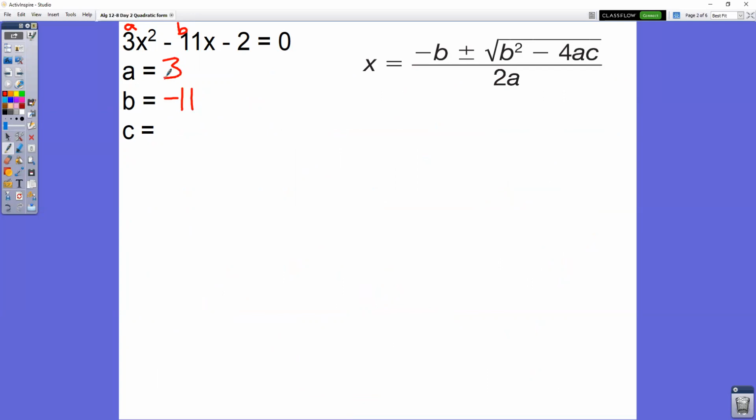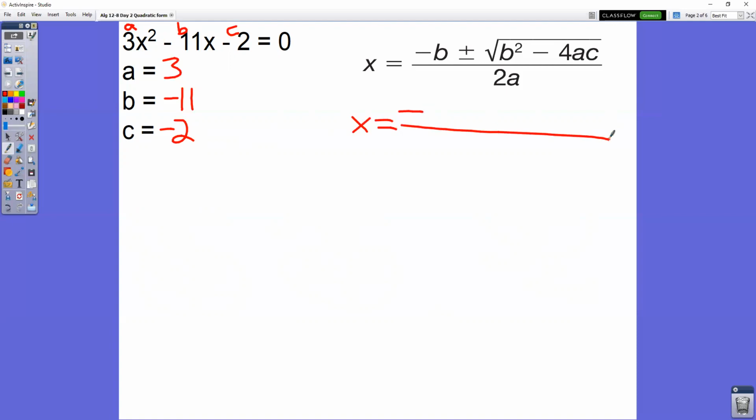And then the same thing with the C term. You have to look at the symbol that's in front of the plain number. That C term is a negative 2. Now we're going to use our formula: negative b plus or minus the square root of b squared minus 4ac all over 2a. So we're going to sub these numbers in.